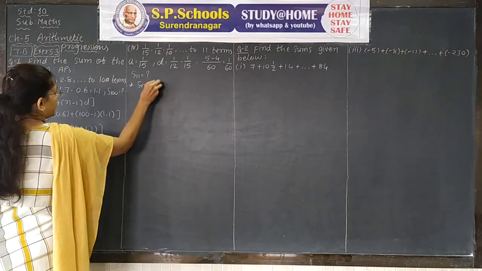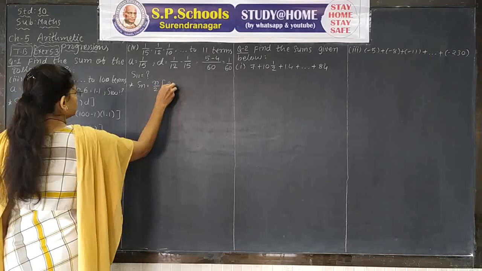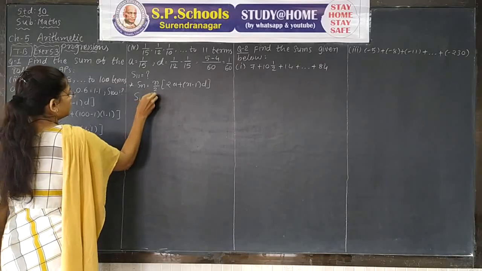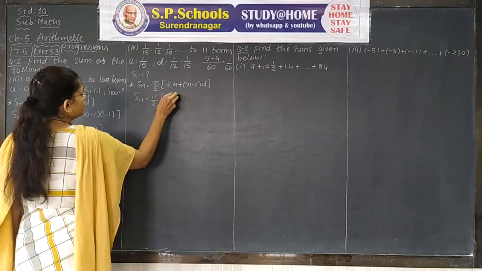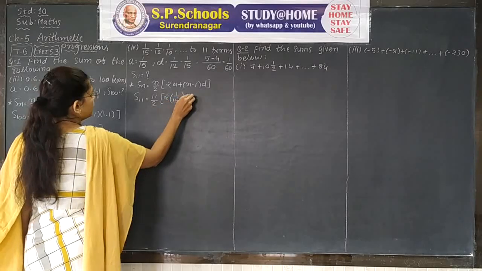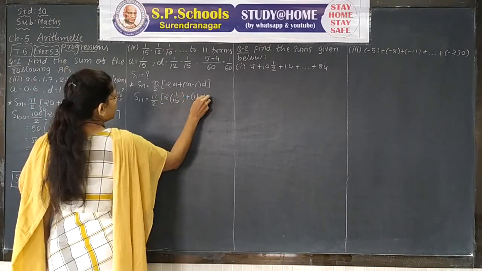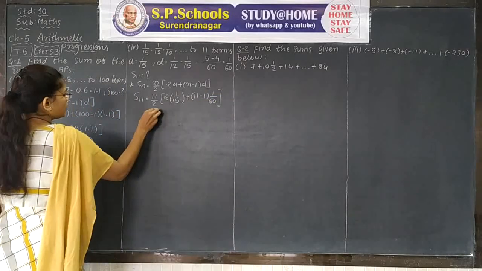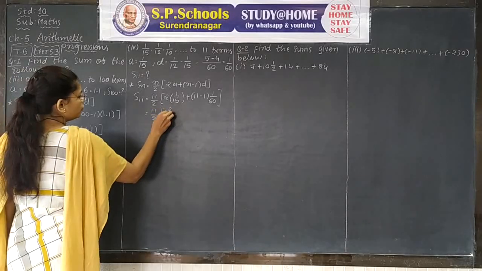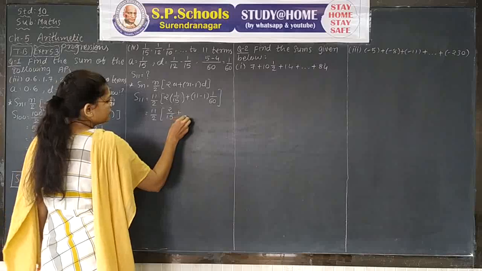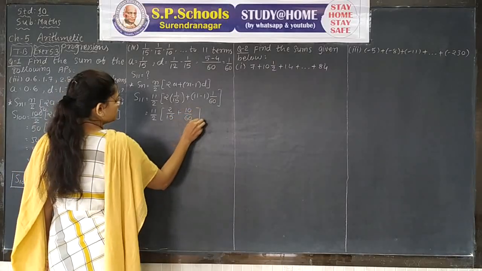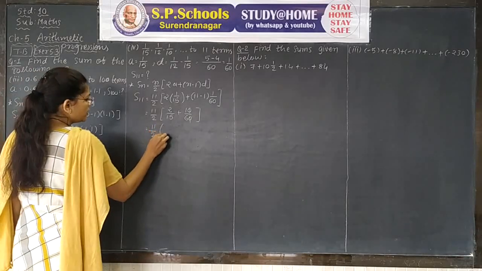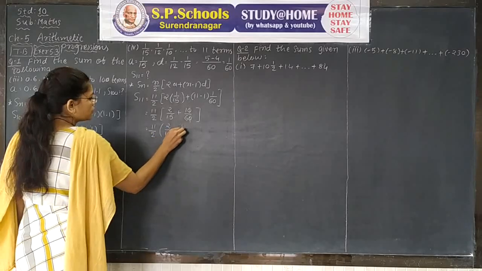Sn is equal to n upon 2 into bracket 2a plus n minus 1 into d. Instead of n put 11: 11 upon 2 into bracket 2 into a, which is 1 upon 15, plus n minus 1, that is 11 minus 1, and d is equal to 1 upon 60. So 11 upon 2 into bracket 2 upon 15 plus 10 upon 60. Bracket is over. Zeros are cut here. 11 upon 2 as it is, remaining, into bracket 2 upon 15 plus 1 upon 6.